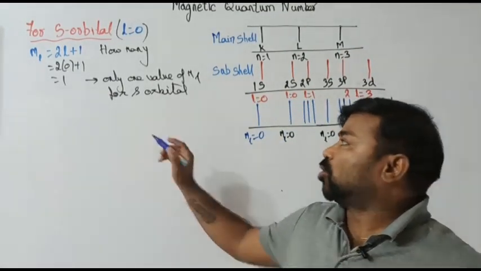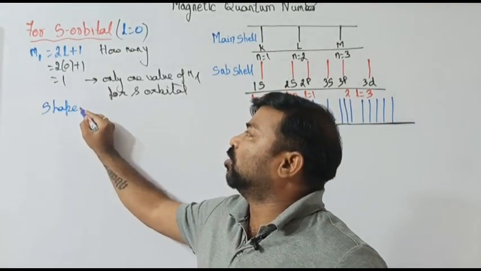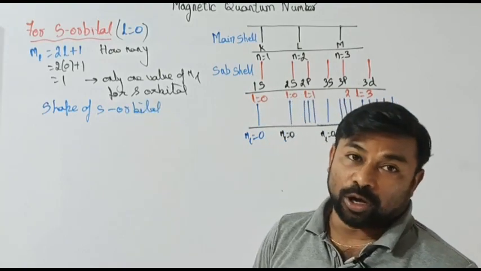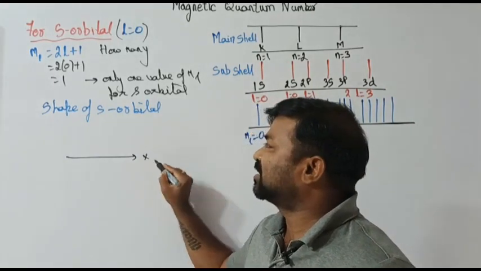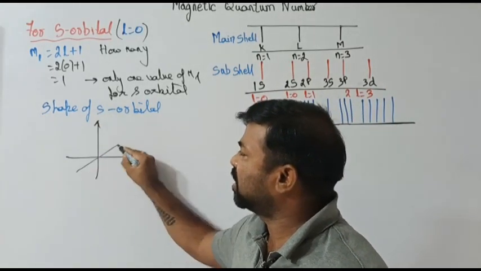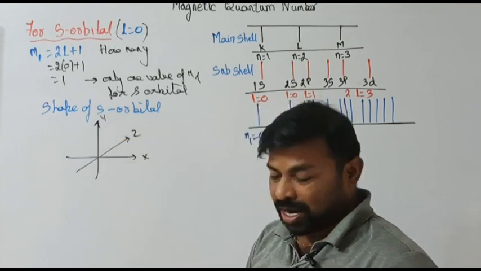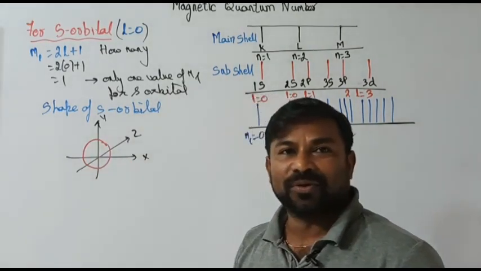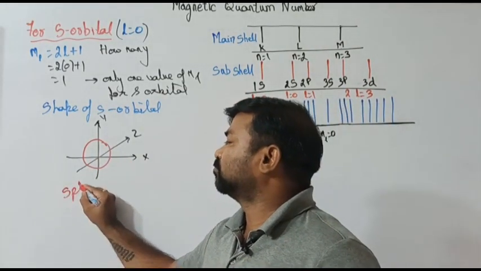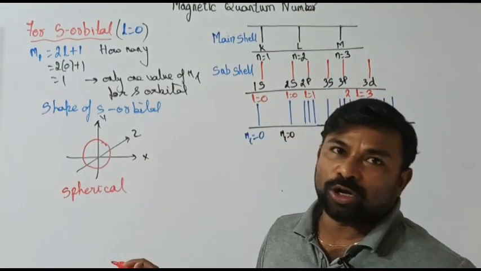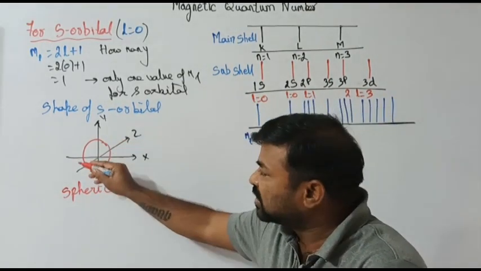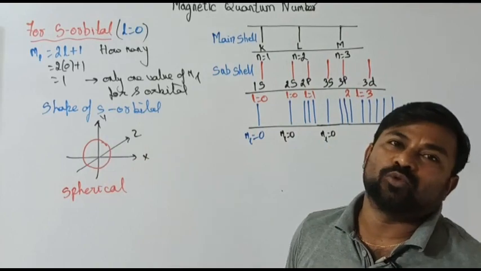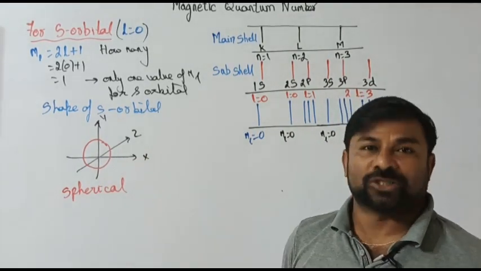Now, what's the shape of S orbital? This is very important for us now. If you take the x-axis, y-axis, and z-axis, the shape of S orbital is always spherical. It is oriented along all of x, y, z, exactly at the center. This is how we denote diagrammatically the shape of S orbital.